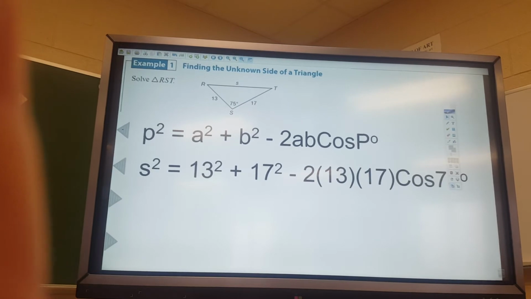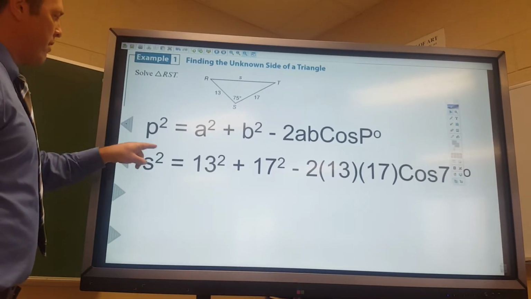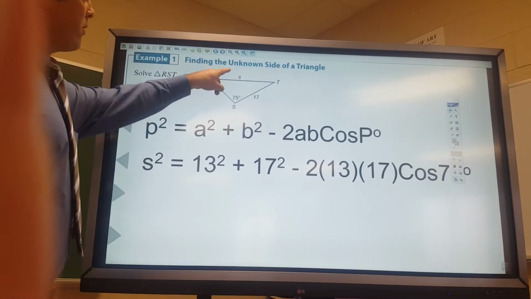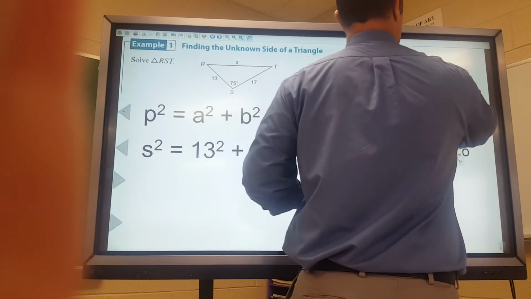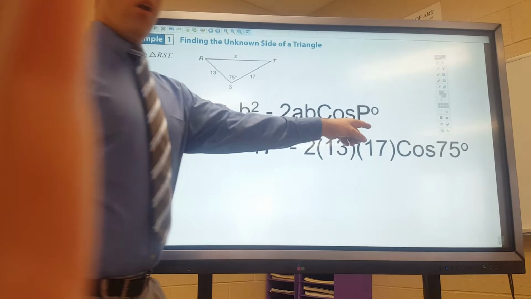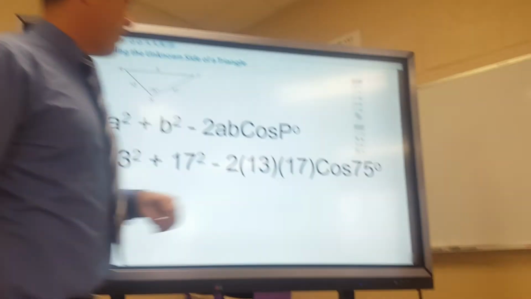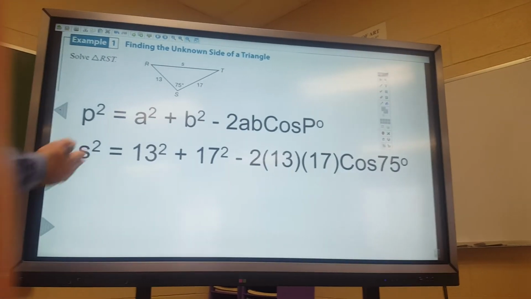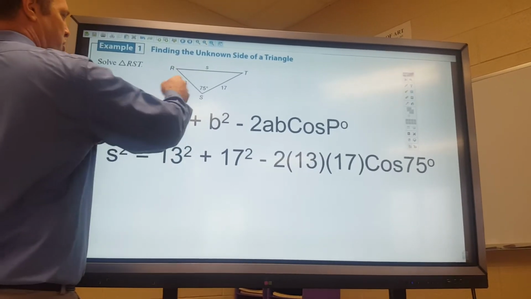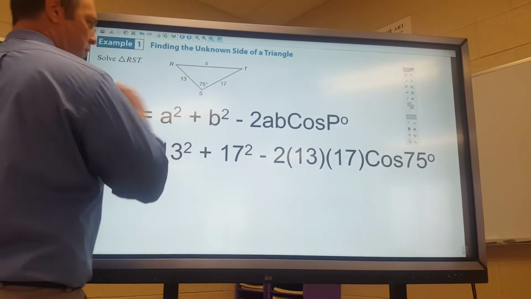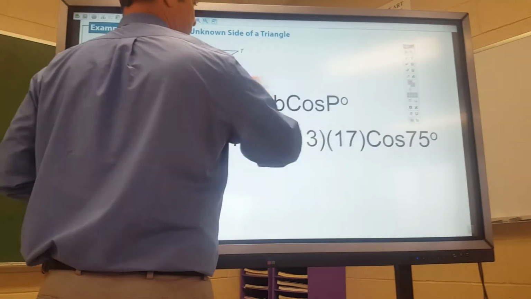Okay, now we're going to use side S. So instead of the P, I put S squared, meaning the angle that corresponds with it is 75. Let me move that out of your way. So you see here cosine of 75, that's the angle I'm going to put. Now, the other sides, A squared plus B squared, don't think about the letters, it's just the other two sides, 13 and 17. So we put that in the formula just as it goes.